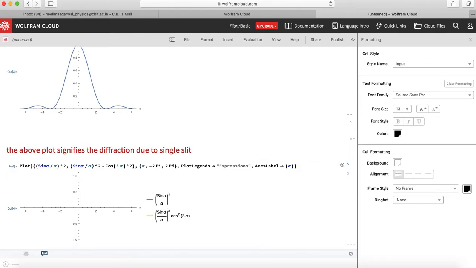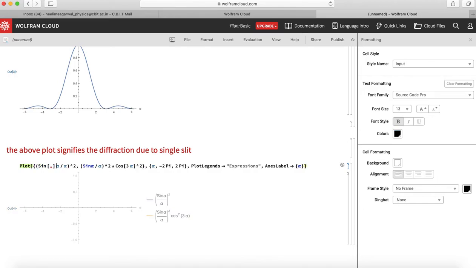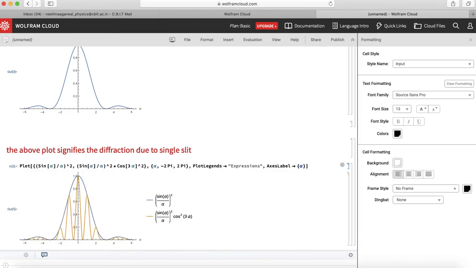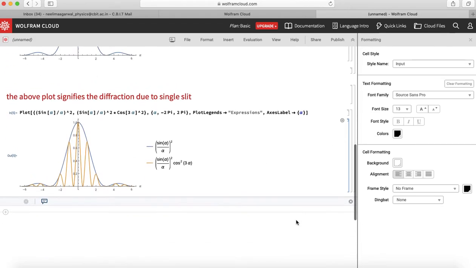Okay, there is some problem, so let us check. Sin alpha, yeah, there is a big problem. I have to write this in the argument in square brackets. Okay, so now let us try to see. Shift enter. Yes, okay, so we got the plot.